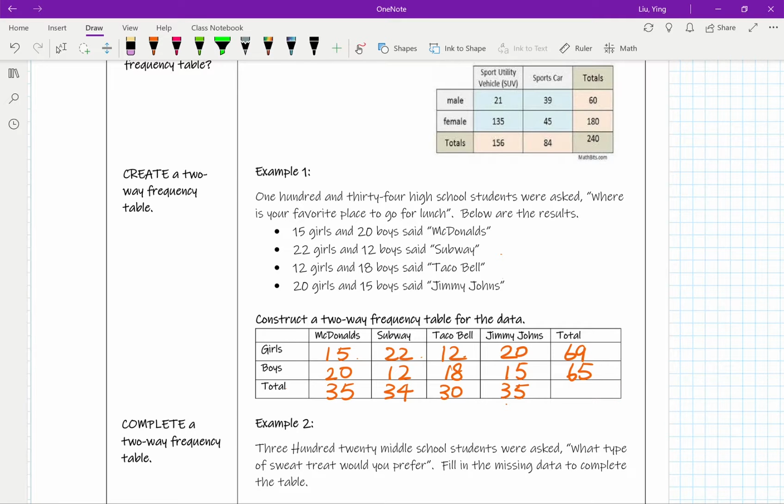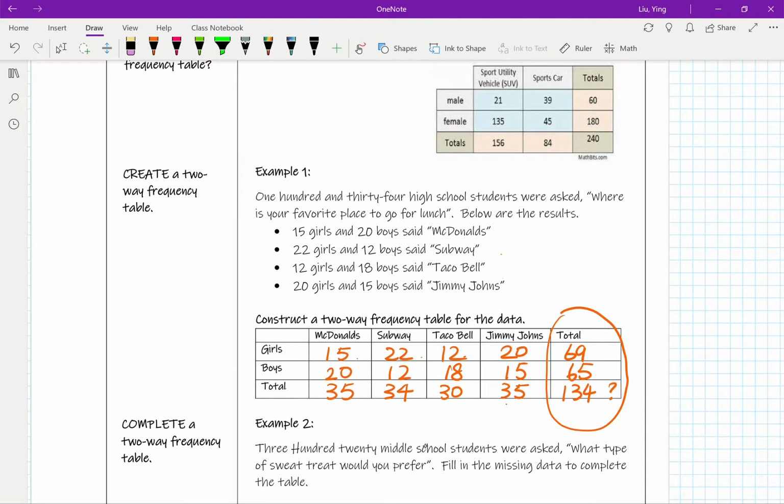If you just read this here, it tells you at the beginning 134 students were asked. So that must be the number, right? But we want to double check though. Is it really that number? If we did everything right above, we should be able to add up the numbers and still get 134. For example, the total number of girls was 69, and the total number of boys was 65. If you add them up, it should give you 134, right? So is that true? 69 plus 65, you can use your calculator, it is 134. So we did these two numbers right.